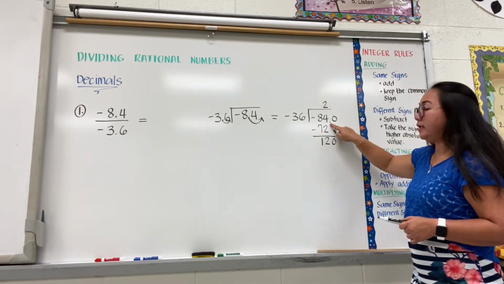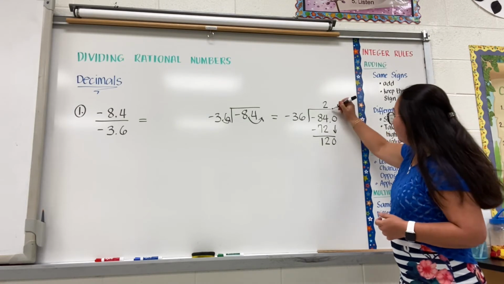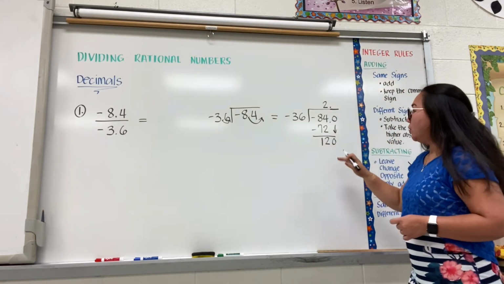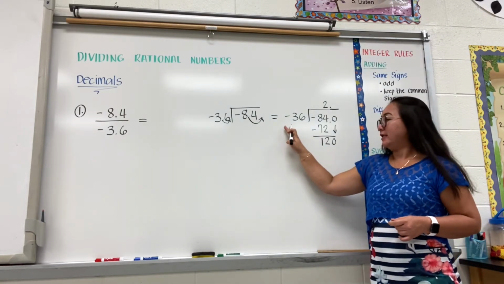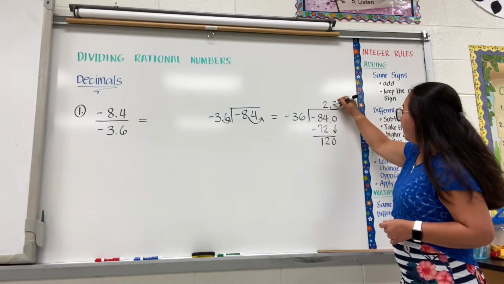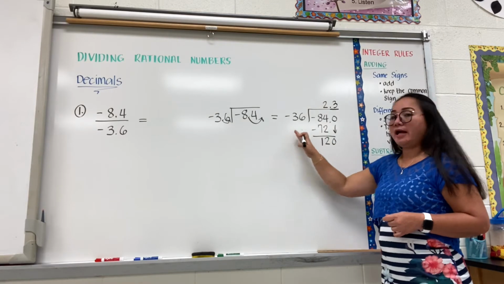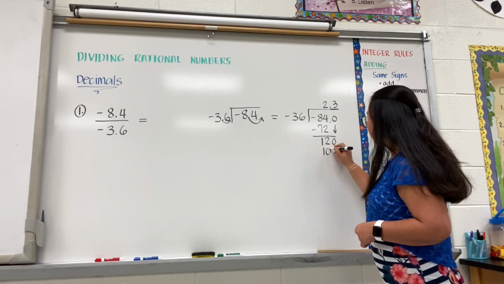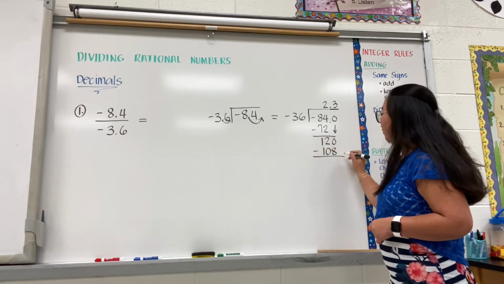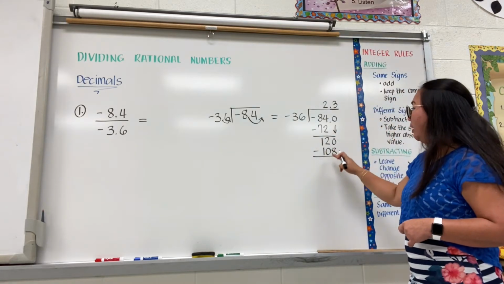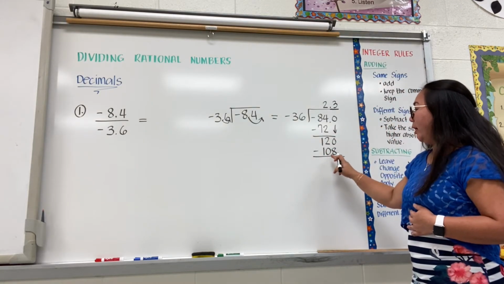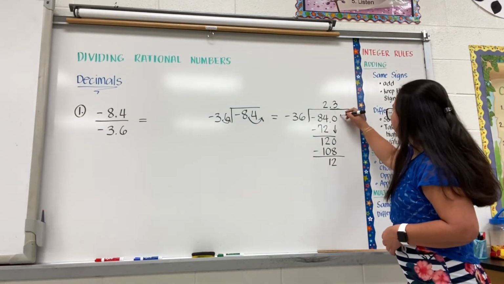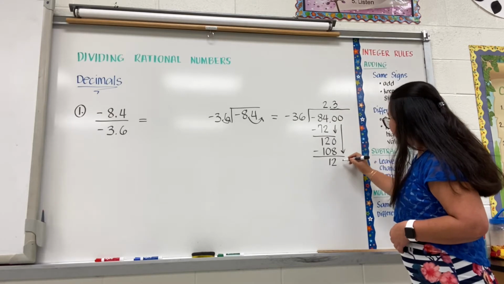So you have here a decimal point. Make sure that you align that decimal point in your answer. So 120 divided by 36 is 3. And 3 times 36 is 108. And subtract: 120 minus 108 is 12. Add another 0. Bring down that 0.